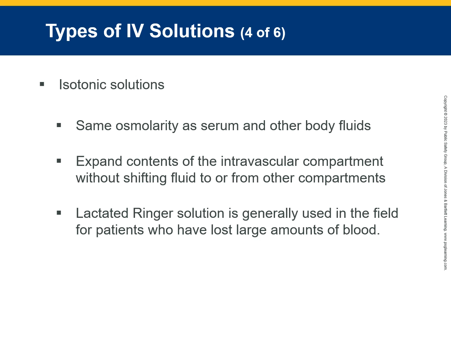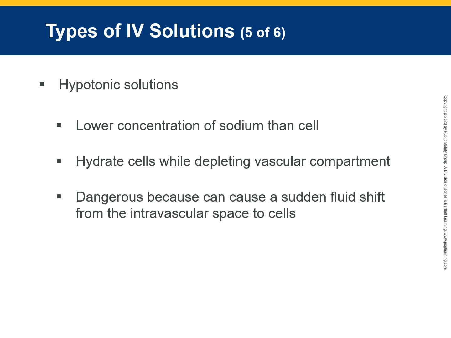D5W is a special type of isotonic solution as long as it remains in the bag. Once it's in the body and after administration, the dextrose is quickly metabolized and the solution then becomes a hypotonic solution. The hypotonic solutions have a lower concentration of sodium than the cell. So what that means is they will hydrate the cells while depleting the vascular compartment because the concentration of sodium is higher in the cell, so it's going to pull that intravascular fluid toward the cells.